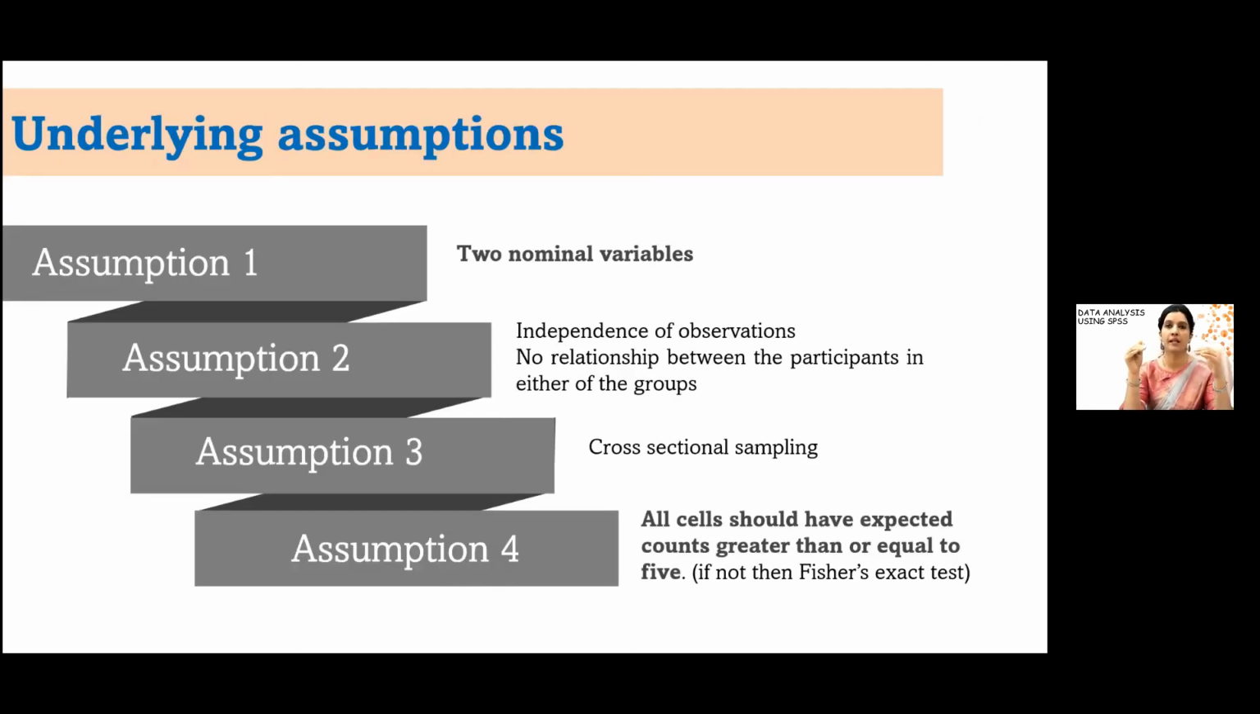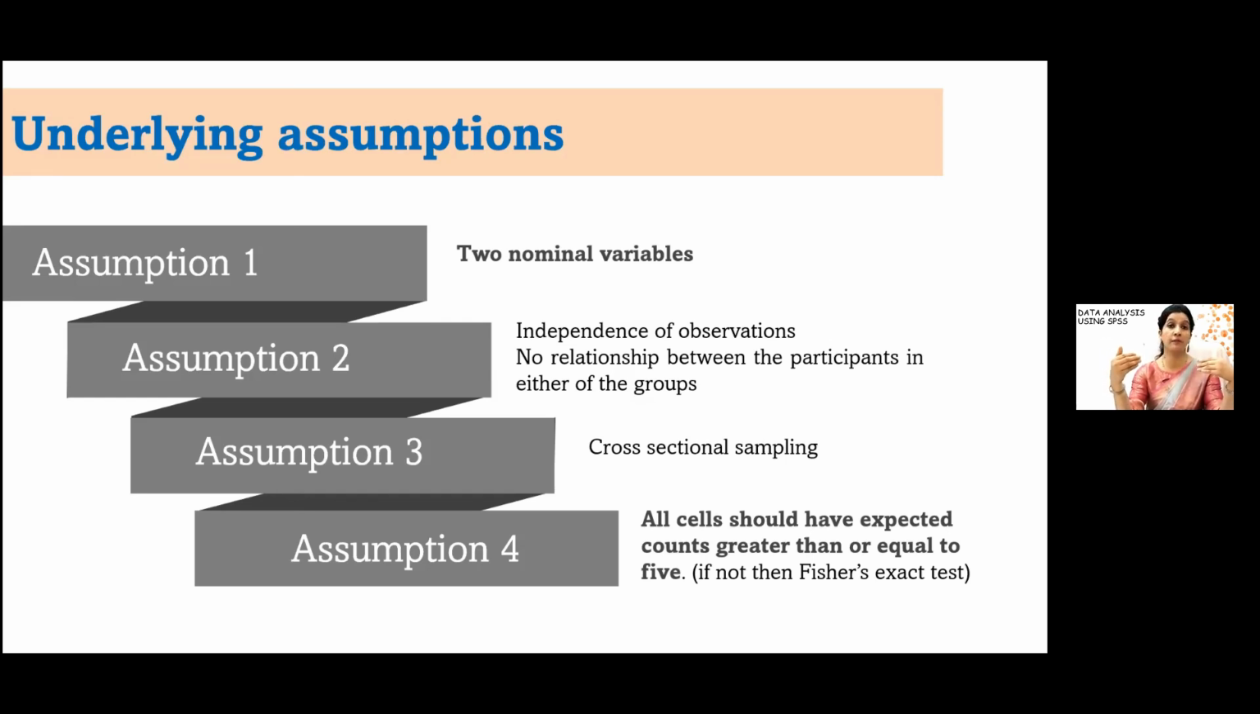Then generally the chi-square test is applied in cross-sectional sampling. So if you are doing a cross-sectional study design, when you are measuring the risk factor or exposure and outcome at the same point of time, then it is the most suitable test to apply.